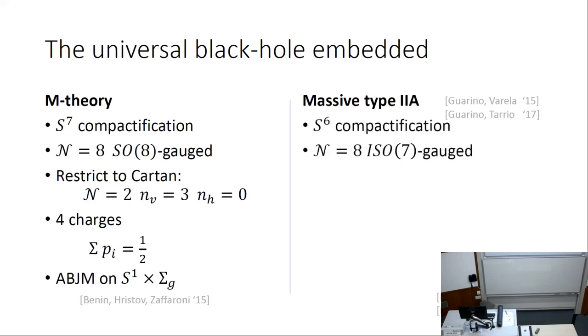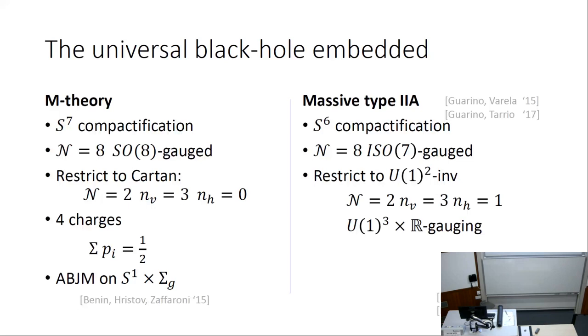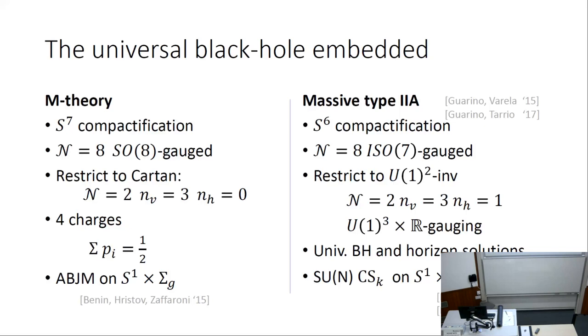You can do the same thing in massive IIA. So quickly, you put it on this time S6. You get some different maximal supergravity in 4D. Once again, you restrict a bit more to some invariant sector. You get some N=2 theory. This time you need to keep some hypermultiplets. The gauge group is a bit different from the previous case in the N=2 model, but still you can classify horizons in this model. You can find universal black holes again, and you can compare with the dual, which is this SU(N) Chern-Simons at level k in this case, and you can check that everything is all right.